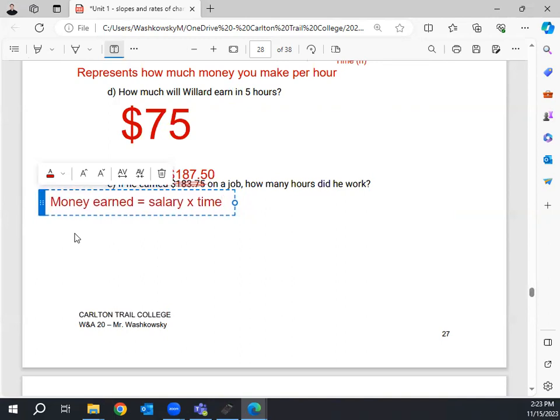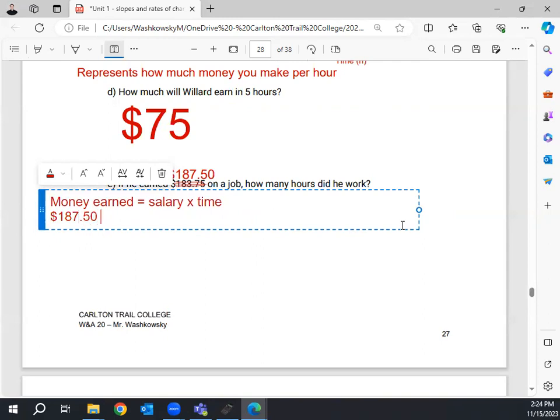And again, you could use this with just common sense and a calculator, that'd be fine too. But sometimes this algebra does come in handy. Do I know how much money he earned? $187.50. So all I'm doing is inputting what I know. Write my formula, substitute, solve. That's half the course. Write the formula, substitute the stuff, solve it.